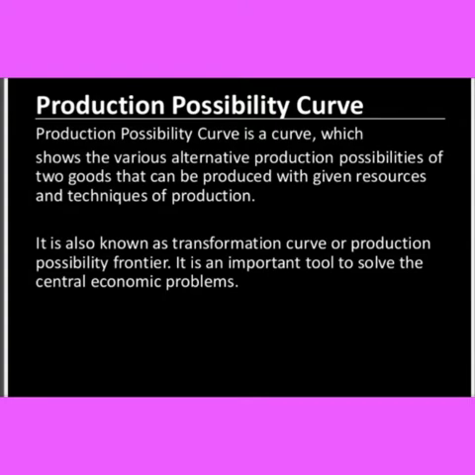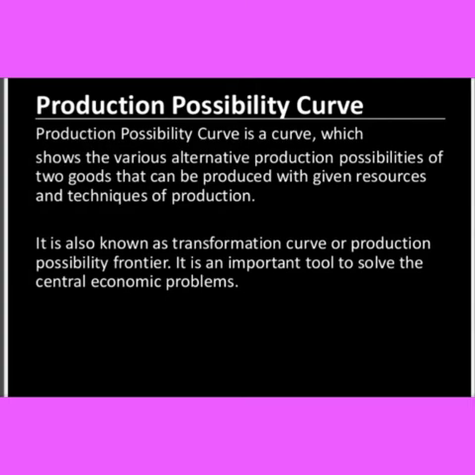Production possibility curve means a curve which shows the various alternative production possibilities of two goods that can be produced with given resources and techniques of production. It is also known as the transformation curve or production possibility frontier. It is an important tool to solve the central economic problems.